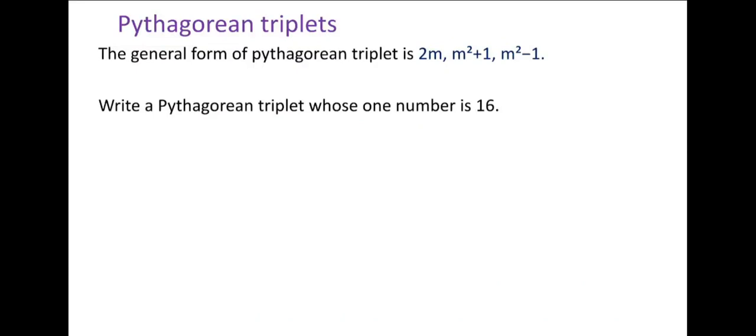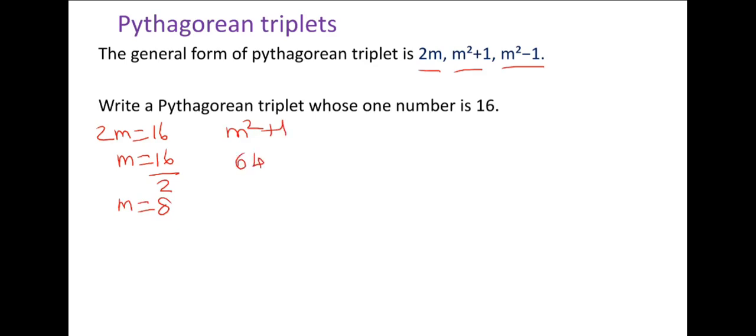The general form of a Pythagorean triplet is 2m, m square plus 1 and m square minus 1. Write a Pythagorean triplet whose one number is 16. Now let's take 2m equals 16. So m equals 16 by 2, we get the value of m as 8. Now m square plus 1, m square 64 plus 1 is 65. m square minus 1, 64 minus 1 is 63. Now 16, 65 and 63.